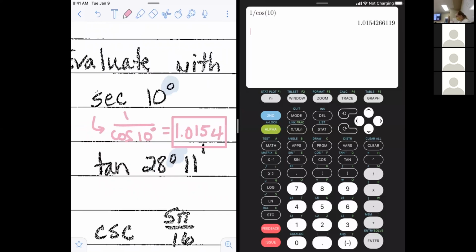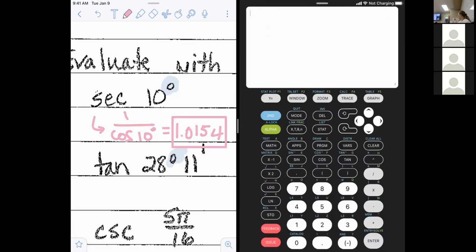Someone in my last class asked, when are we going to press second? Not today. Second sine means that we're doing the inverse of sine, and that is not the same thing as the reciprocal of sine. So I'm trying to be really intentional about what I say. Cosine and secant are reciprocals. They're not inverses of each other. Okay. Now let's do the next one.